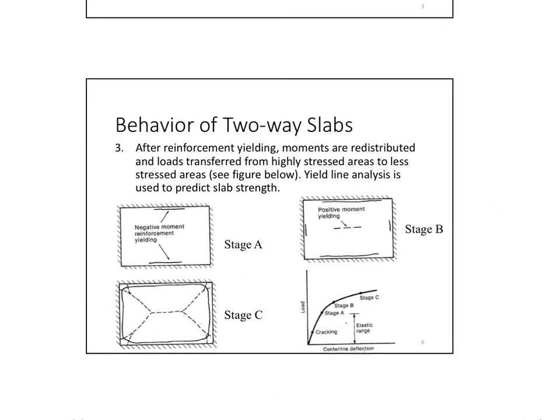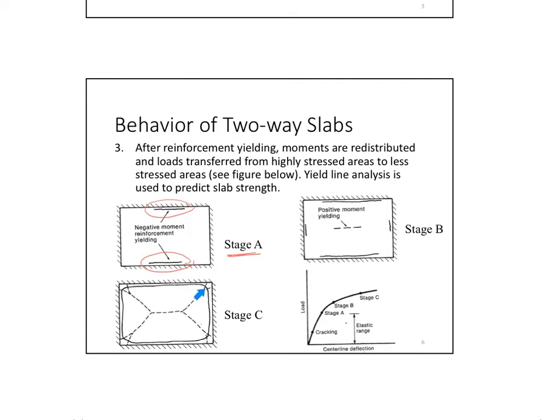How it looks, you'll see in stage A, as you load it a little bit higher, negative moments are at the sides of those slabs within the short direction. And then as you progress with loading the slab, those cracks will propagate more, and then the cracks for the positive moment at the bottom of the slab can be introduced. Same thing can happen on the other side because of the long direction loading as well.